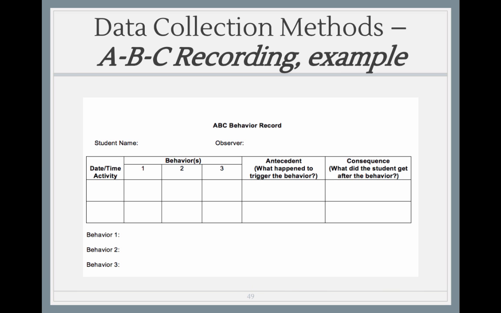Here's an example of an ABC recording chart or template that you might use. You have different behaviors that you can look to observe and identify those as behavior 1, behavior 2, or behavior 3. And then you have a chart where you can write what happened to trigger the behavior for the antecedent and then what consequence immediately followed after the behavior occurred.